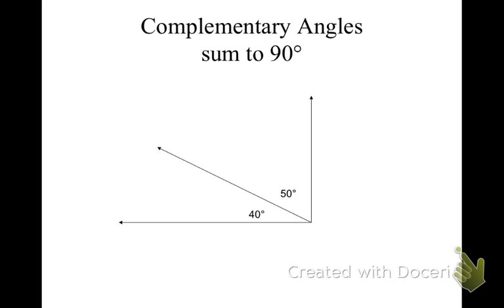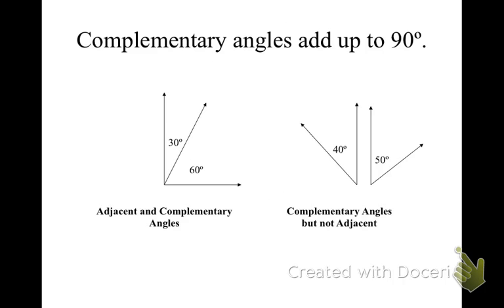Complementary angles have a total of 90 degrees, commonly known as a right angle. Complementary angles add up to 90, so they could be adjacent and complementary, or they could still be complementary and not adjacent, because by definition it just tells you they total 90 degrees.